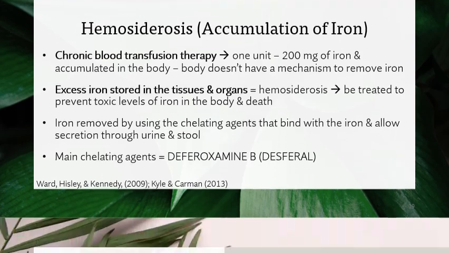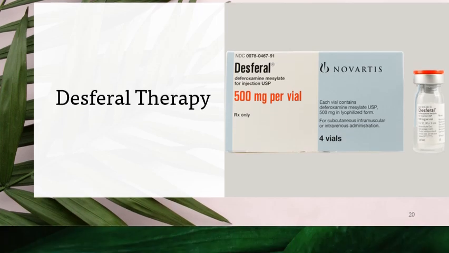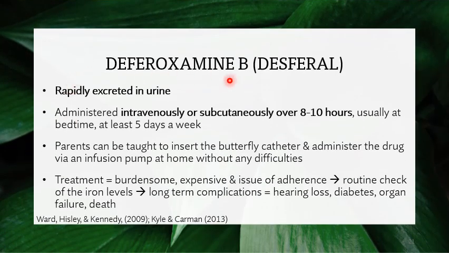And how to administer? So this is Desferal therapy. It's given intravenously for injection, and subcutaneously or intramuscularly. It's like 500 milligrams per vial. So the doctor will prescribe, and we have to teach the patients how to administer them. With this medicine, all the iron will be rapidly excreted in urine and also in some stool.